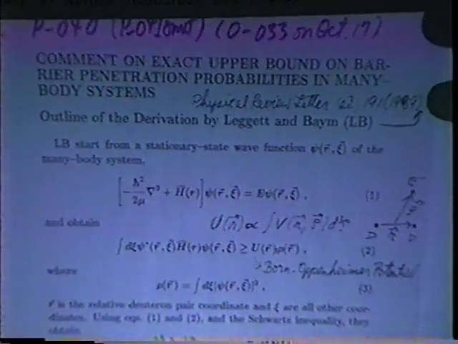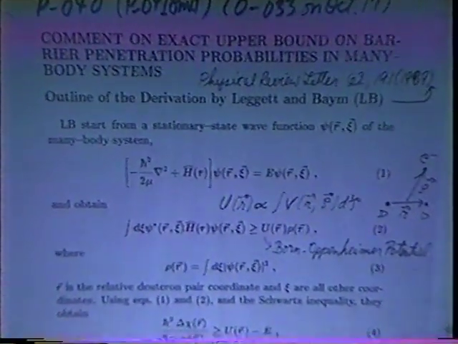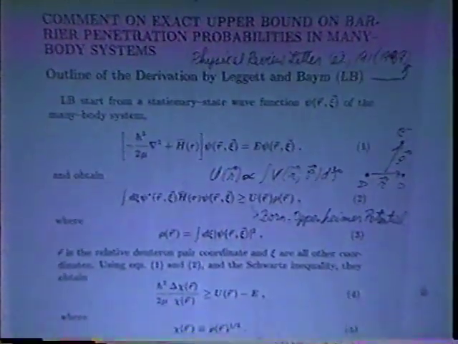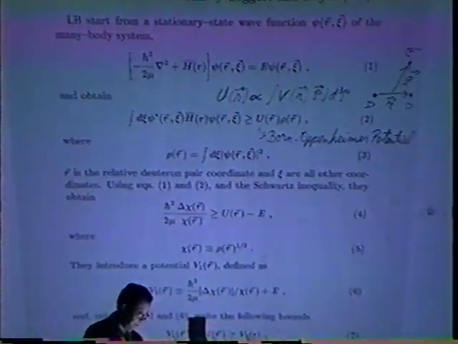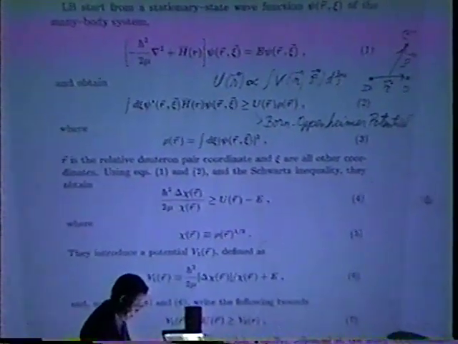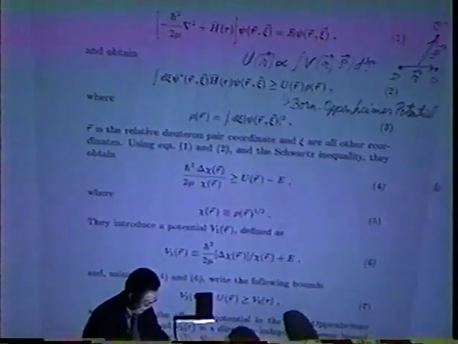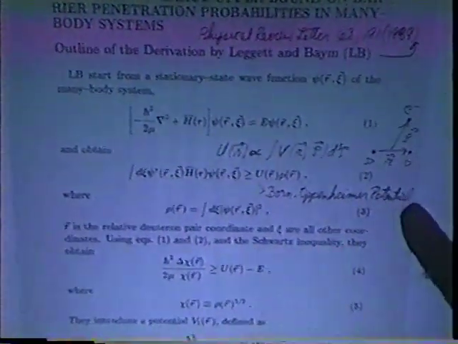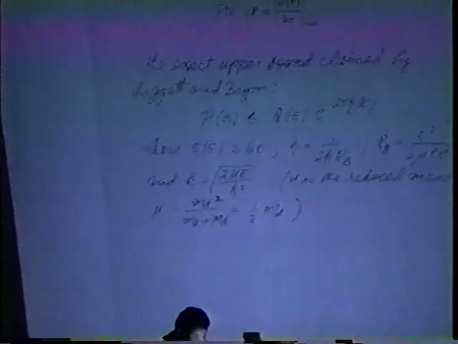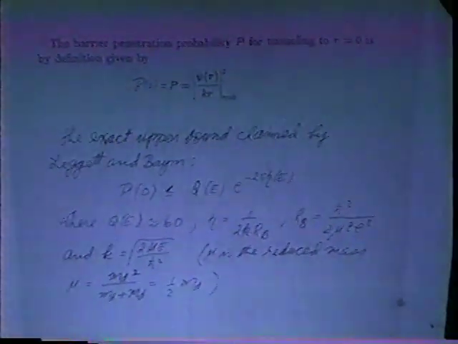This Physical Review Letters paper by Leonard Bain had a devastating effect on cold fusion, because this is about time. I'm going to talk about why this exact upper bound cannot be established. It is a Schrödinger equation with a Born-Oppenheimer potential, and based upon that, an exact upper bound is given in this form.